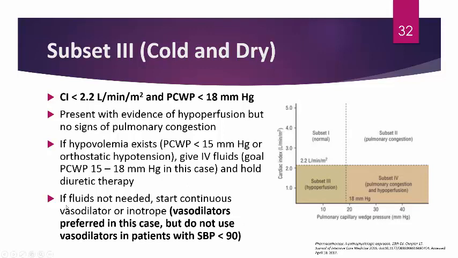Now, if fluids are not needed, so if your patient does not meet either one of these criteria, you can start a continuous vasodilator or an inotrope to essentially try to increase this patient's perfusion. Vasodilators are preferred. However, they should not be used in patients, again, who are hypotensive with a systolic blood pressure less than 90 or a MAP less than 65. If that is the case, then you should use an inotrope first.